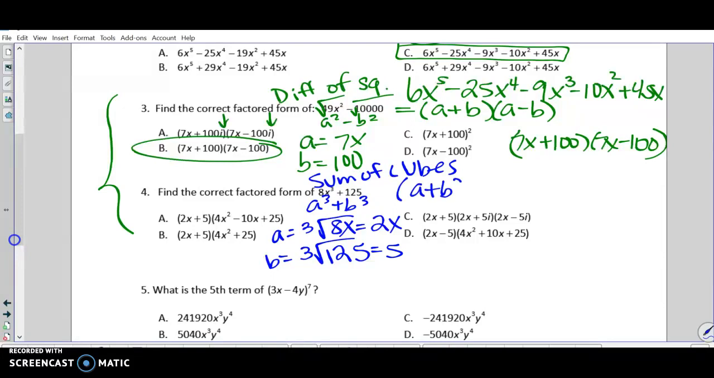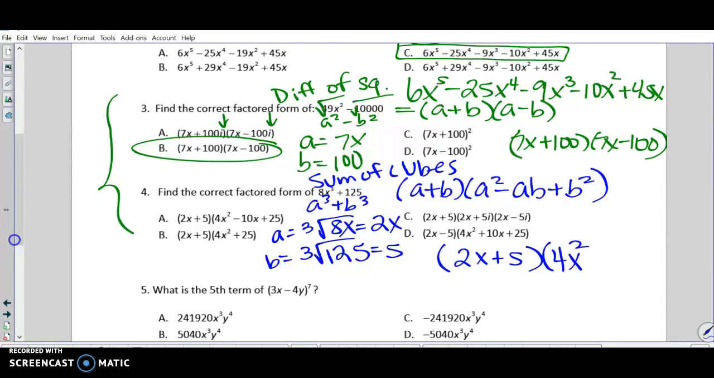The identity says I got to do a plus b, a squared, oops, not plus, minus a times b plus b squared. A plus b will just be 2x plus 5. A squared is 2x squared, which is, you've got to square both, which will give you 4x squared, minus 10x plus 25. So the only one that works for this one would give me letter A.